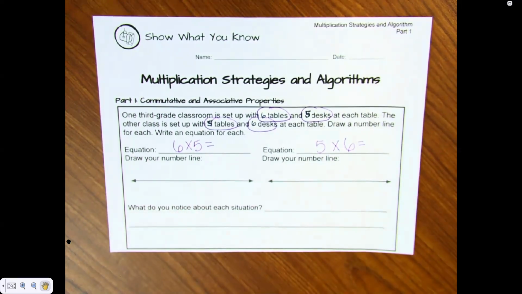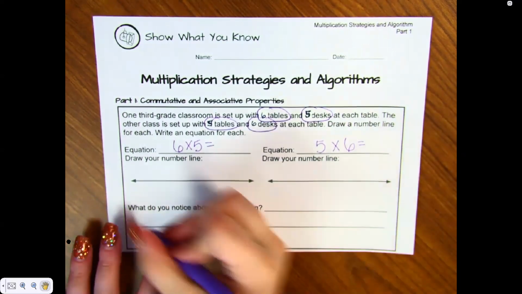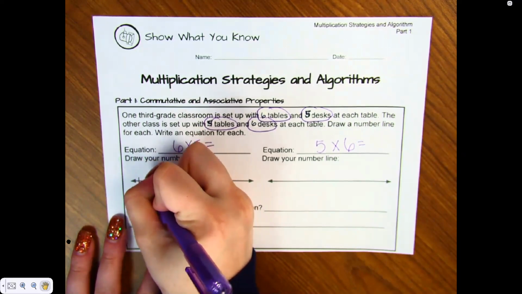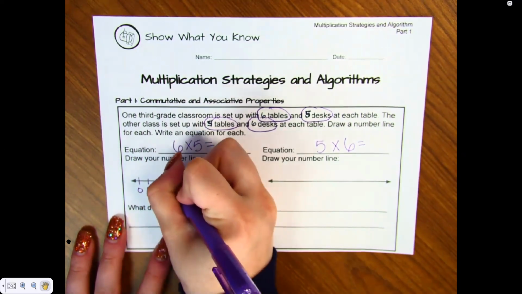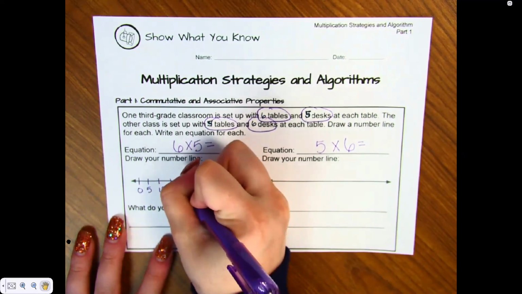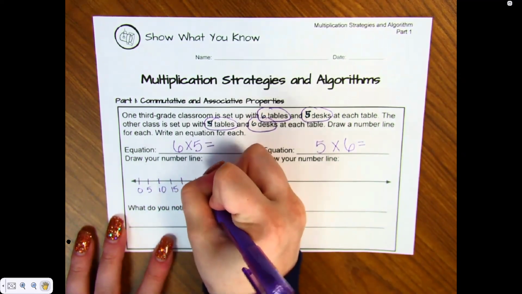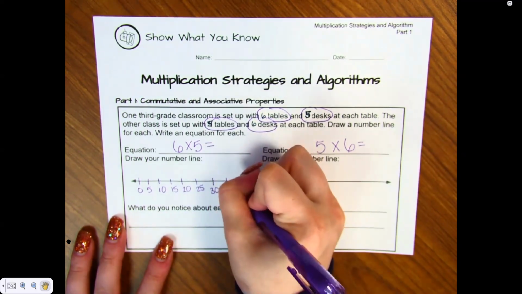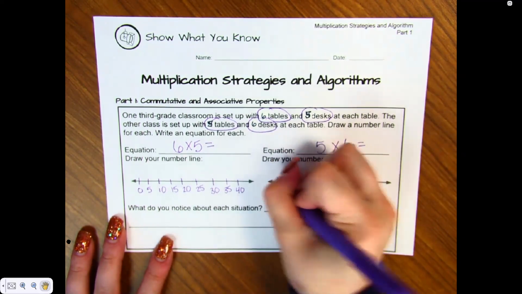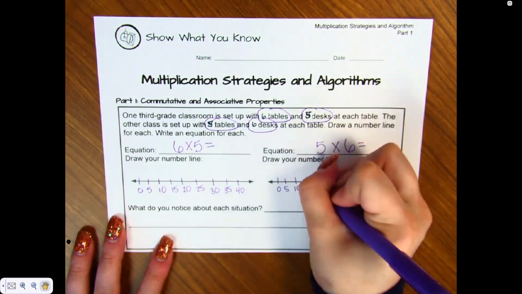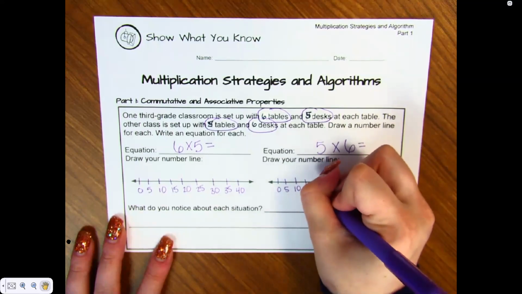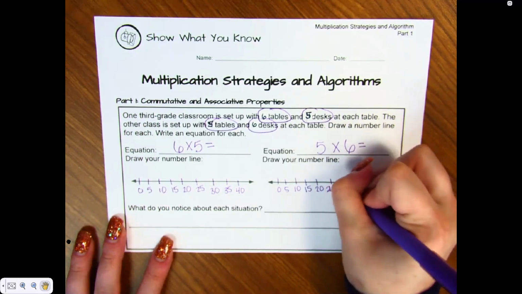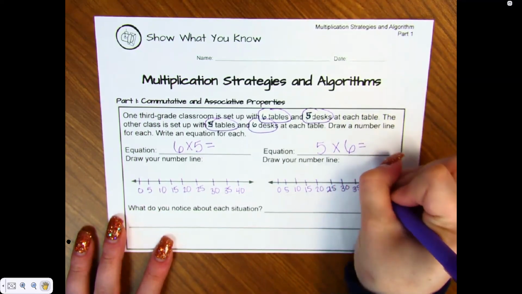So now I'm going to draw it on my number line. I'm going to start with 0. I'm going to go 5, 10, 15, 20, 25, 30, 35, 40. And I'm going to do the same thing on the other one. And the reason I'm counting by 5s on my number line is because we are multiplying by 5s.